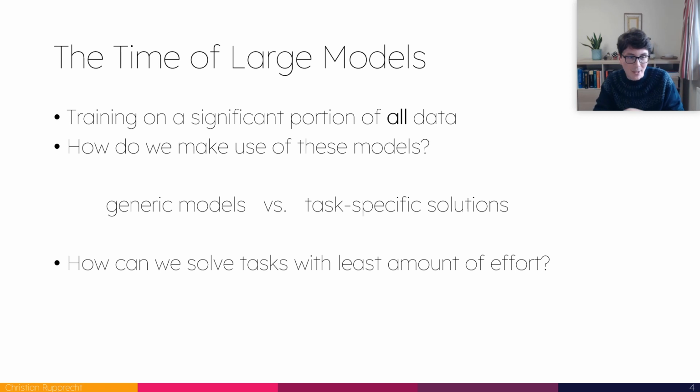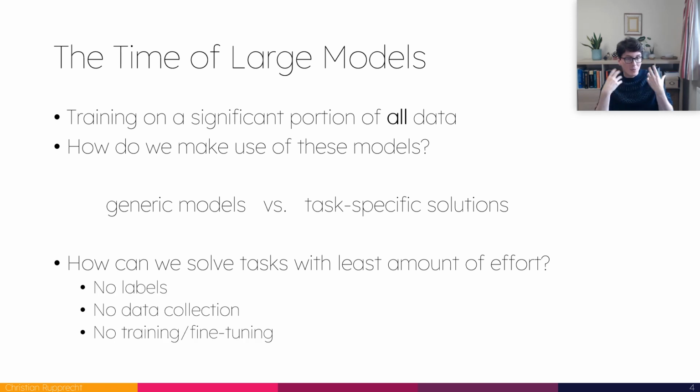So what I'm very interested in is how can we solve these tasks with the least amount of effort? That means basically not adding additional labels, not collecting any additional data, and if possible, also not requiring any additional training or fine-tuning, and only exploiting the models as they are, because that allows us to directly benefit from these models without a huge amount of extra effort. So in this talk, I will give 3 examples of 3 different ways how we can make this possible.